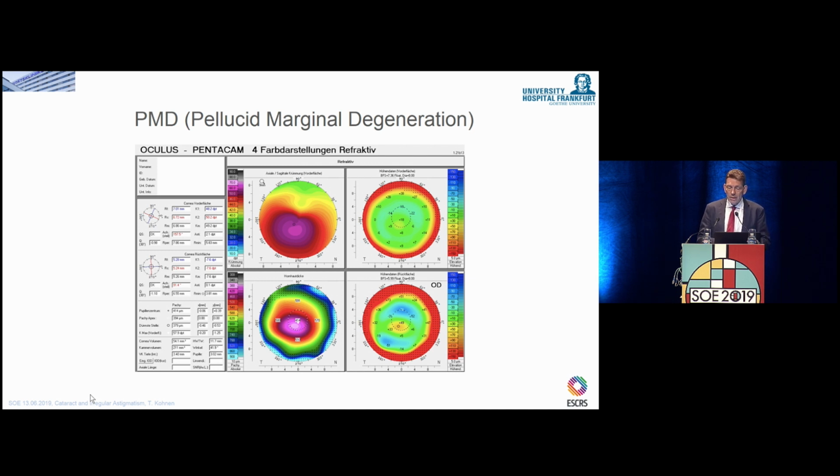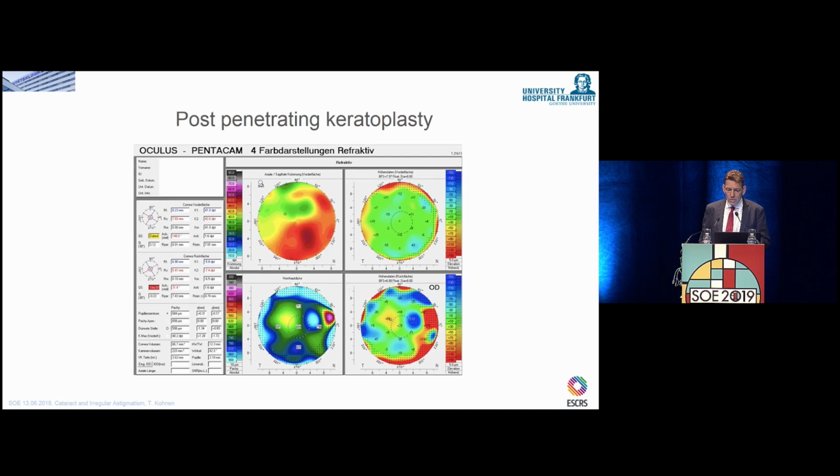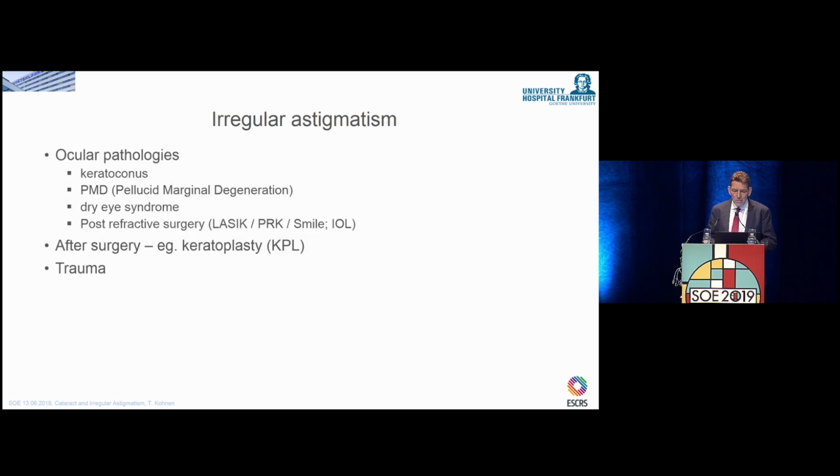Another case of irregular astigmatism, PMD, as you can see here again with a tomography map. And I think it's important to get this information now rather than just to look at the placido images because they only give the anterior part. Dry eye syndrome, also some kind of irregularity, can be very important for trifocal, for depth of focus IOLs because you have to treat this. And post-penetrating keratoplasty, as was just also shown in the previous talk, you have irregularities. Now it becomes very difficult to correct this.